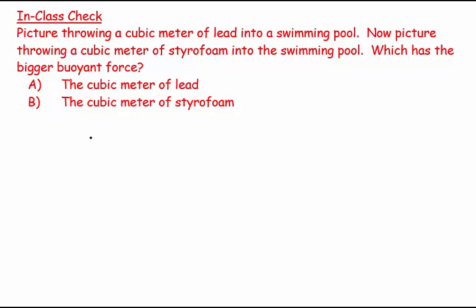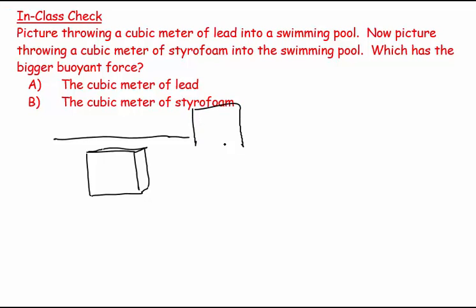So if we picture this is the swimming pool surface, and we have basically a cube of lead, and then we throw in styrofoam. It's not actually going to float like this, but it will float. So we want you to be realistic in your picturing. Often we try to make things pure, and we get rid of things like air resistance. But on this question, we want you to be very pragmatic.